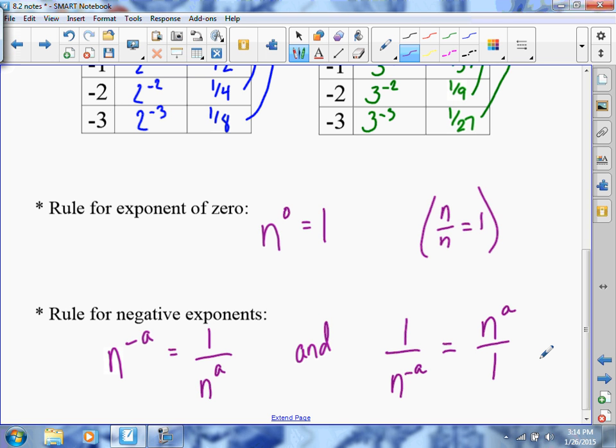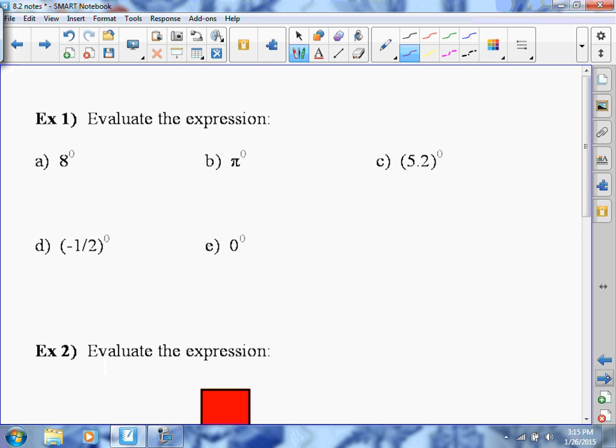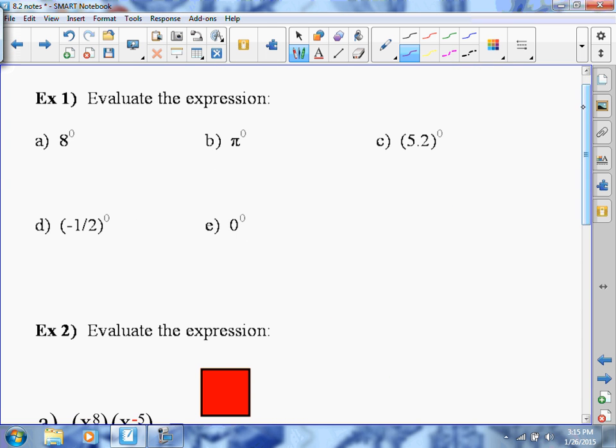We don't want them in our expressions. And if they're negative in the numerator, we're going to move them down to the denominator to make them positive. If they're negative in the denominator, we're going to move them up to the numerator to make them positive. So that's how we'll deal with simplifying our negative exponents. Okay, so those were hopefully two of the observations that you noticed as we were completing those charts. Now, those are the rules that we're going to practice and use in this section of notes.